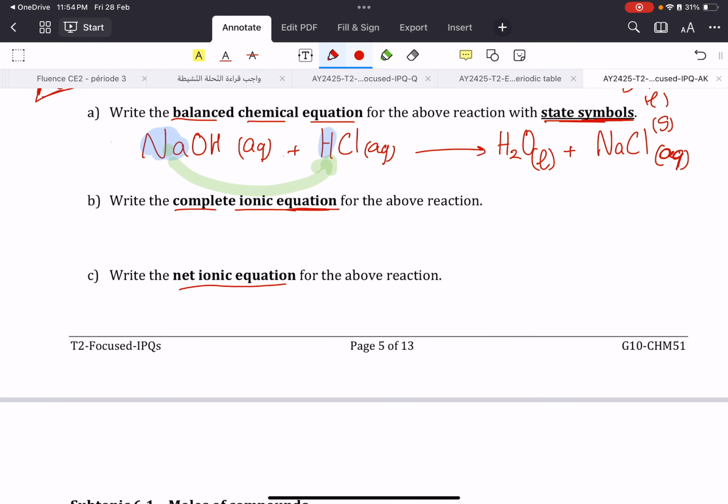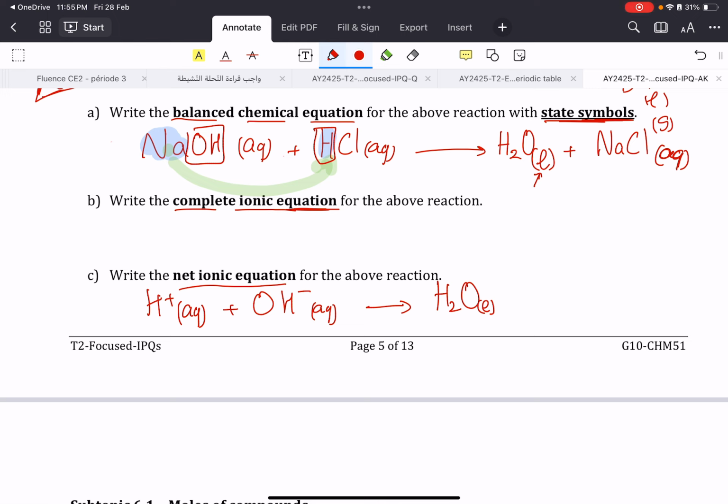For the net ionic equation, you only take the ions that contributed to the formation of the liquid or solid or gas product. In here, it is the H coupled with the OH. It is H plus, aqueous, coupled with OH minus, aqueous, that contributed to the formation of H2O, liquid.